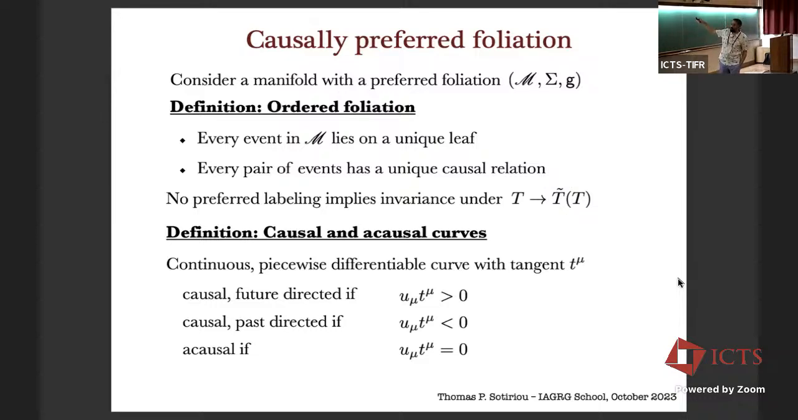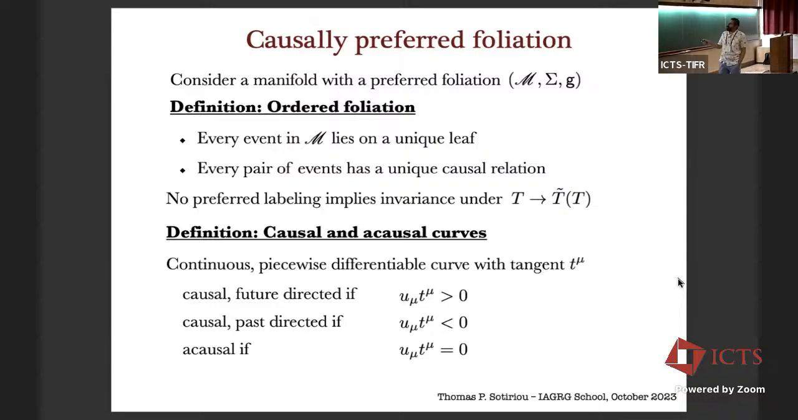We want this foliation to be ordered in a sense that every event should lie on some leaf of the foliation, and every pair of events will have a unique causal relation. They'll either lie on the same leaf, so there'll be simultaneous events, right? Or they will be in another leaf, either later or earlier, right? I'm not labeling the foliation. I'm not saying that there is a preferred labeling, because I want to be able to reparameterize the time. So I'm just saying that it's ordered, and hence there is a notion of time basically defined with that foliation.